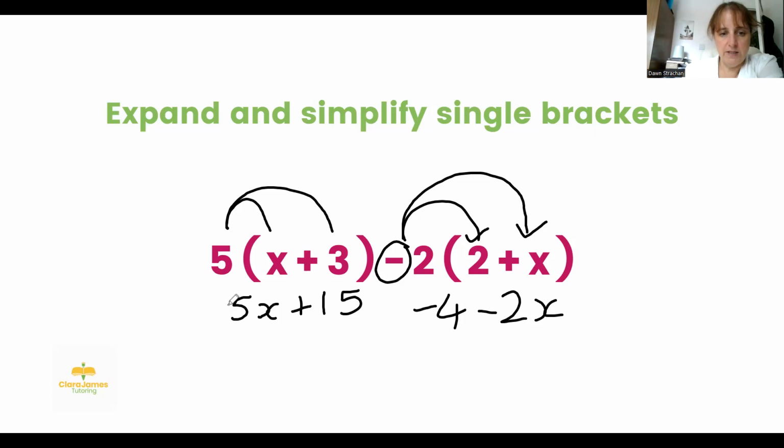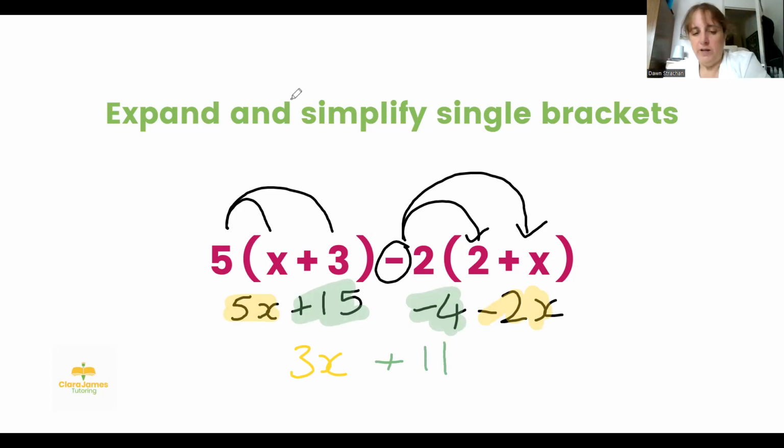If we start here, we've got 5x on this side and minus 2x on this side. So what we're going to do is 5 minus 2, which leaves us with 3x. And then for our numbers, we have plus 15 minus 4, so 15 take 4, and that's going to give us 11. So that will be our final answer, 3x plus 11.